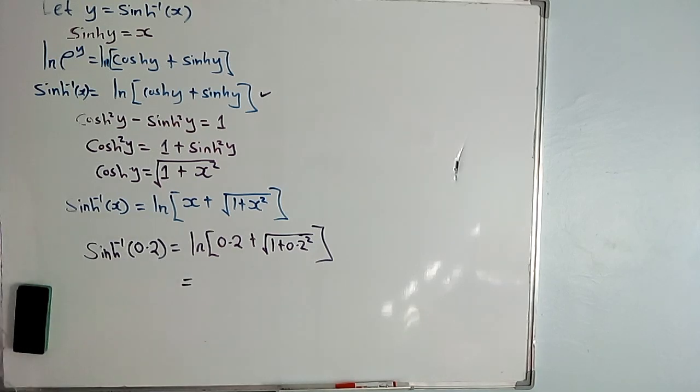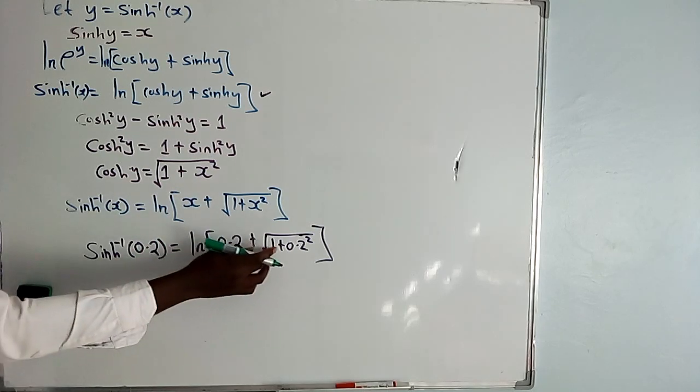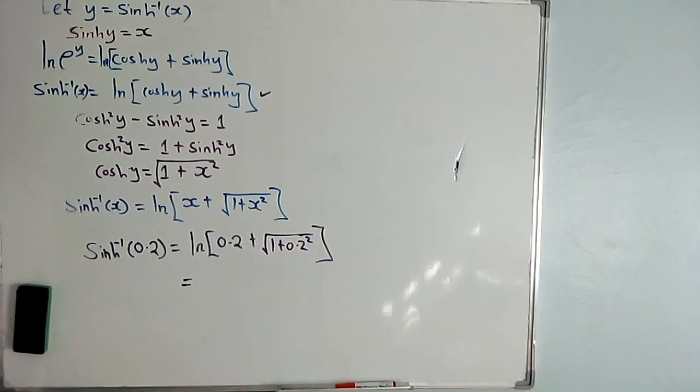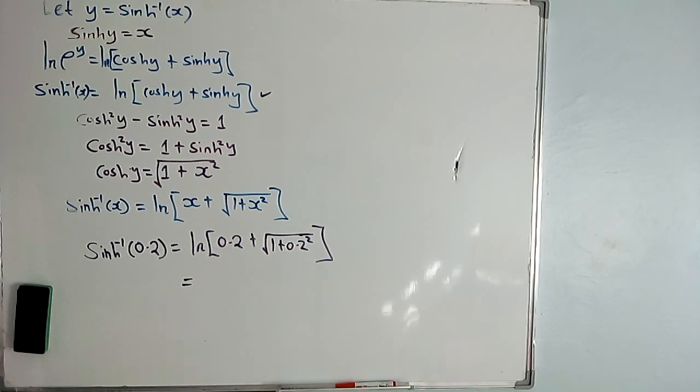So here we have ln of x plus square root of 1 plus x squared. Meaning it is going to be ln of 0.2 plus square root of 1 plus 0.2 squared. The value of x is what you substitute, isn't it? Are we together? So what is the sine inverse of 0.2? ln of 0.2 plus square root of 1 plus 0.2 squared. What do you have?